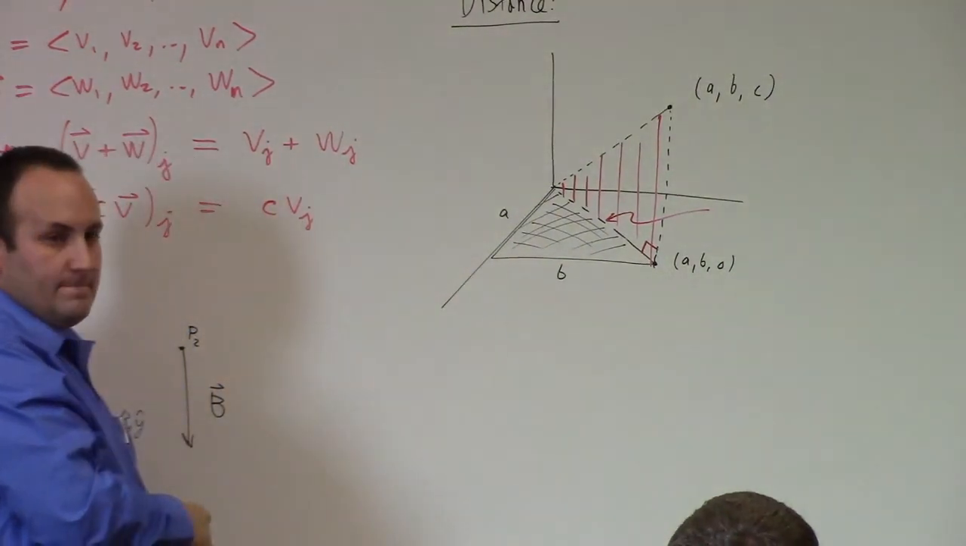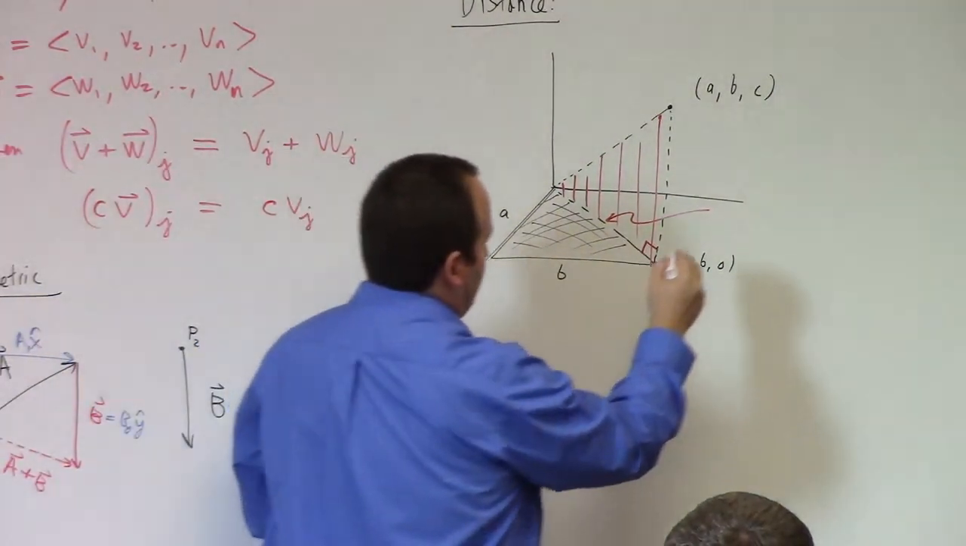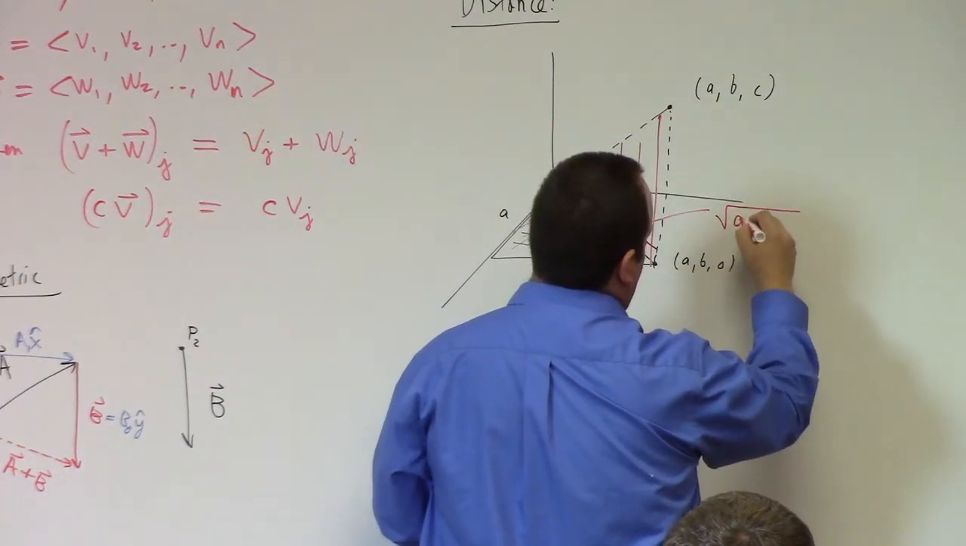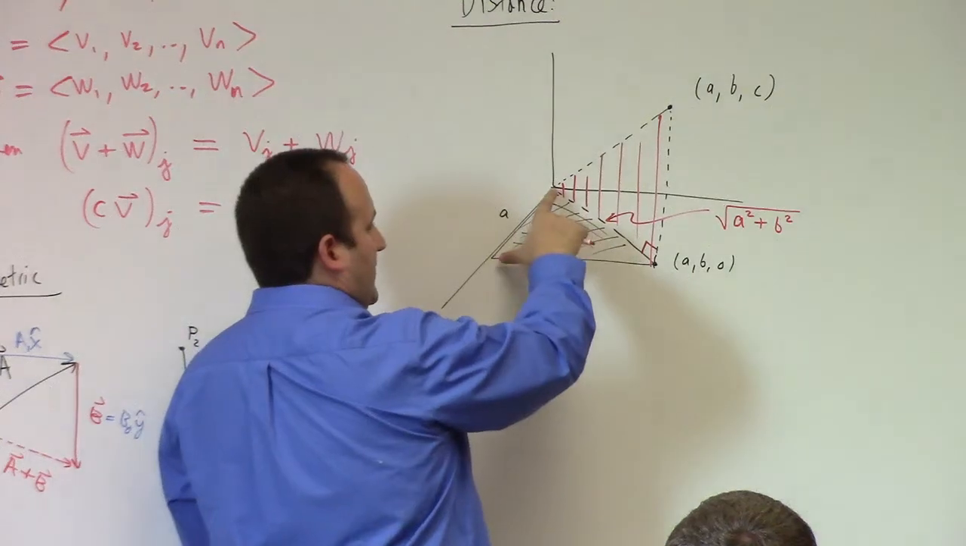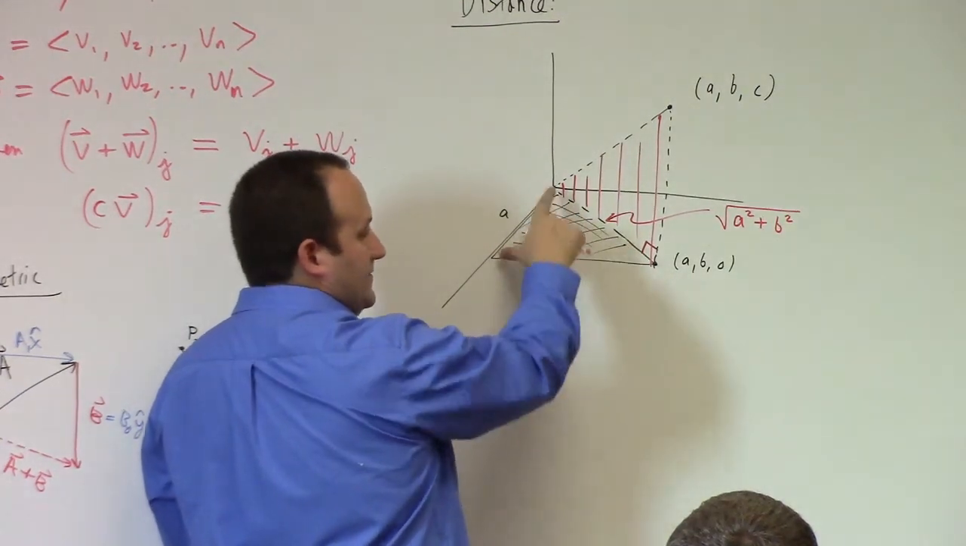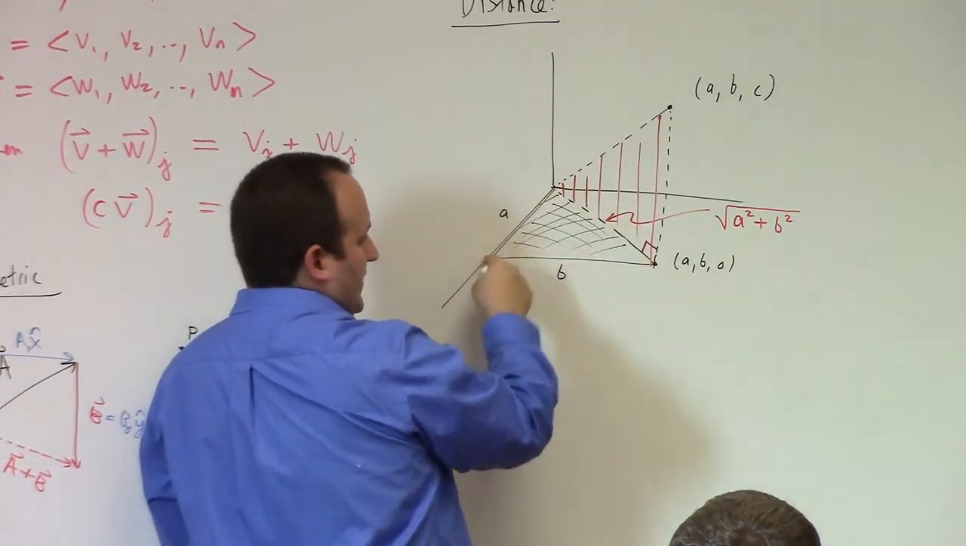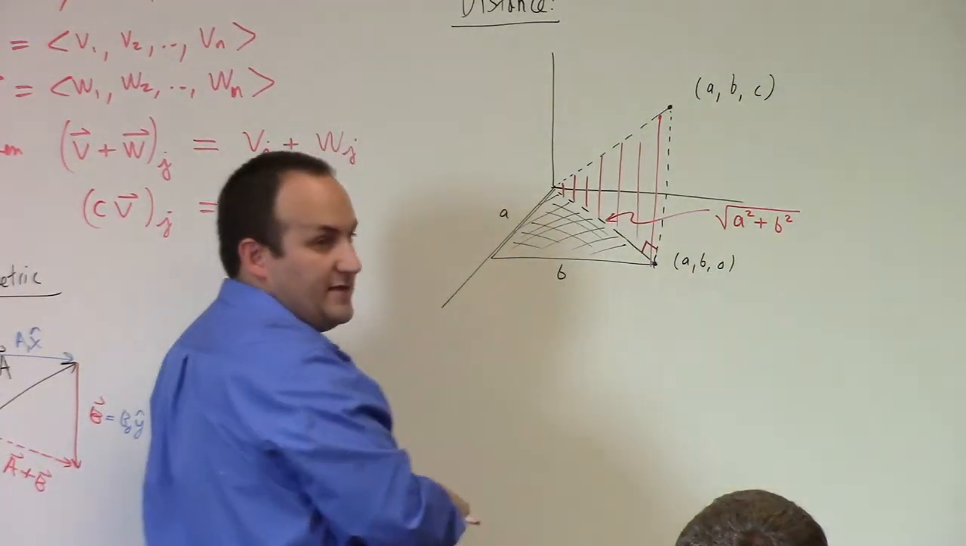Square root of A squared plus B squared. Do you guys see how we saw that? There are different ways to look at it, but what I'm thinking about is this triangle in the xy plane. It's a right triangle, and the square root of A squared plus B squared is the length of the hypotenuse.